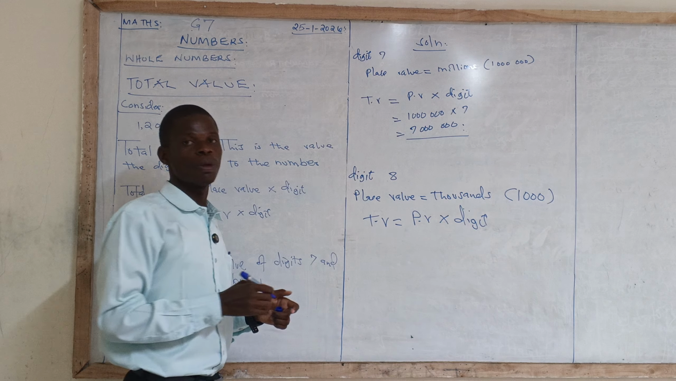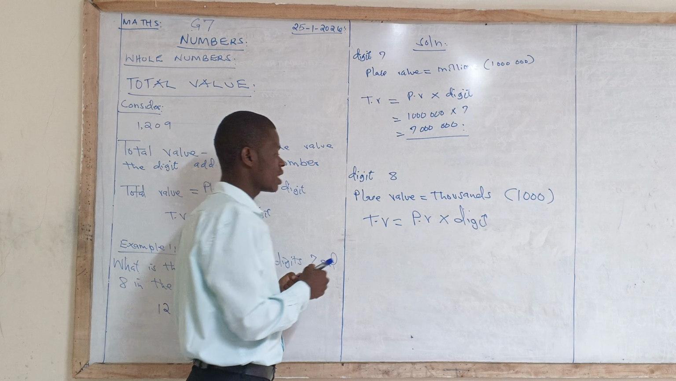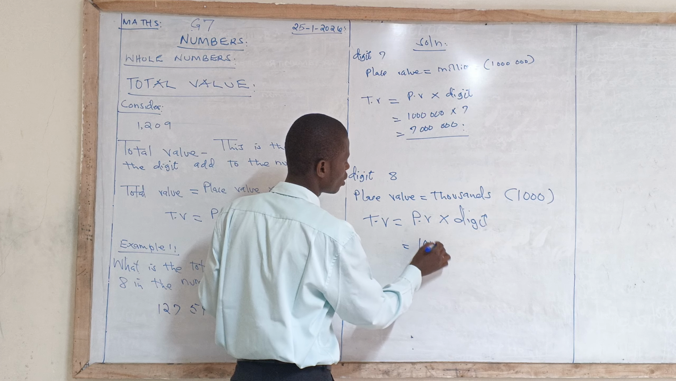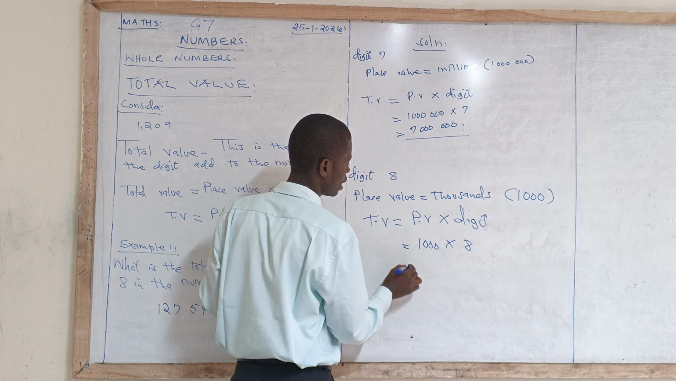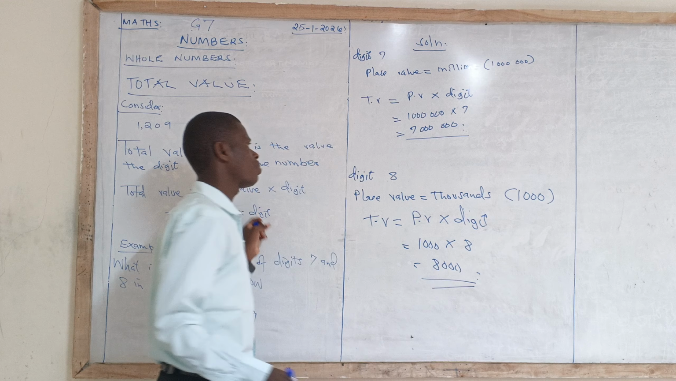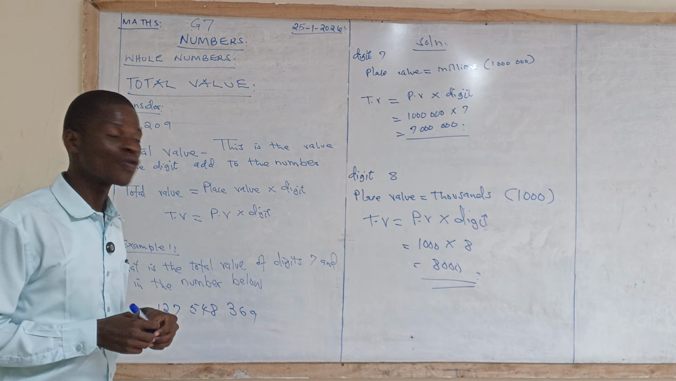Then the formula, we have that total value is equal to place value times the digit. So if total value is equal to place value times the digit, I'll have the place value, which is 1,000, times digit, which is 8. This one will give me 8,000. Very simple.